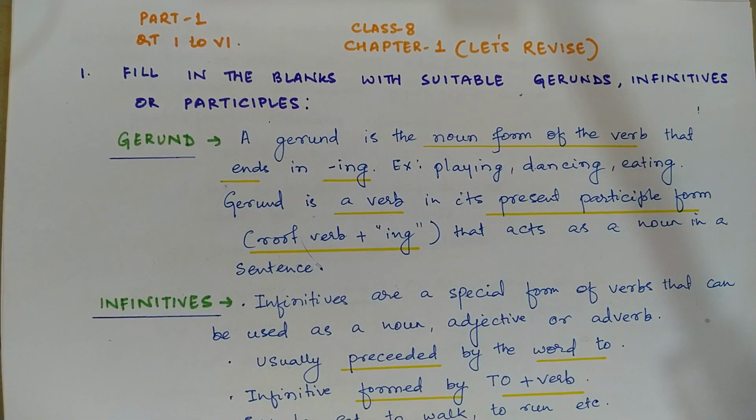Today we are going to do your chapter 1 Let's Revise of your superb English grammar book, question number 1 to 6. Starting with question number 1, fill in the blanks with suitable gerunds, infinitives or participles.